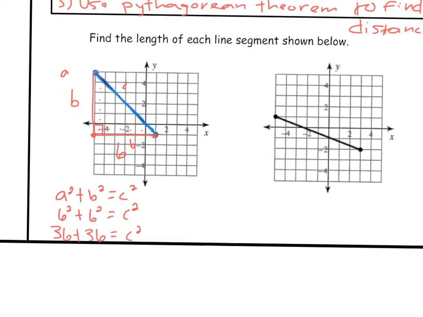Whenever I continue to solve this, 36 plus 36 gets me 72, which is equal to c squared. To undo a square, I have to square root both sides, and I would be left with c is about 8.5 when we round to the nearest tenth. So my side length for right here would be 8.5.